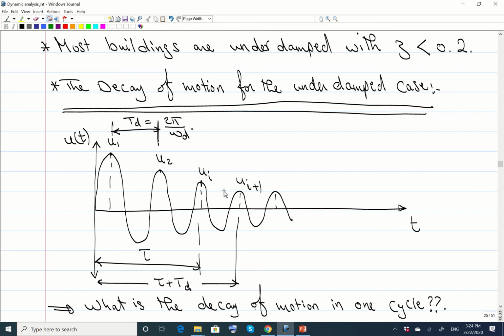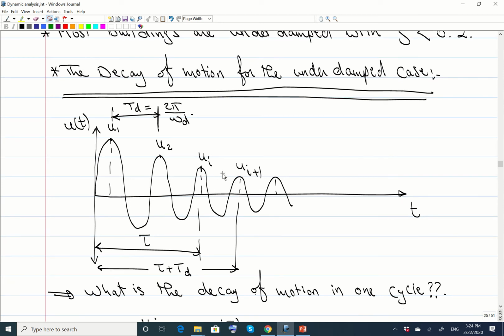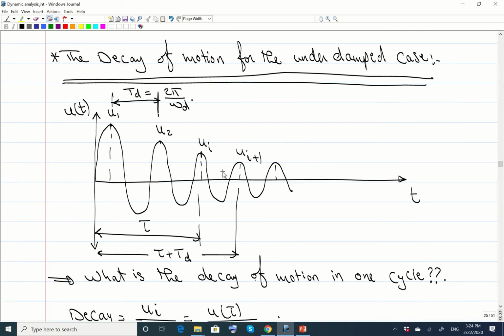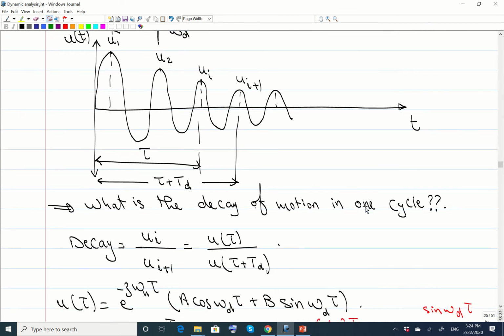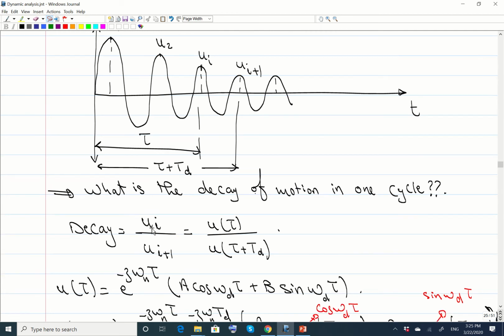So u i plus 1 will be less. But what's the ratio? How much of the oscillation is lost in one cycle? What's the decay of motion in one cycle? So the decay here is u i divided by u i plus 1. This is how we measure the decay, as a percentage or ratio.